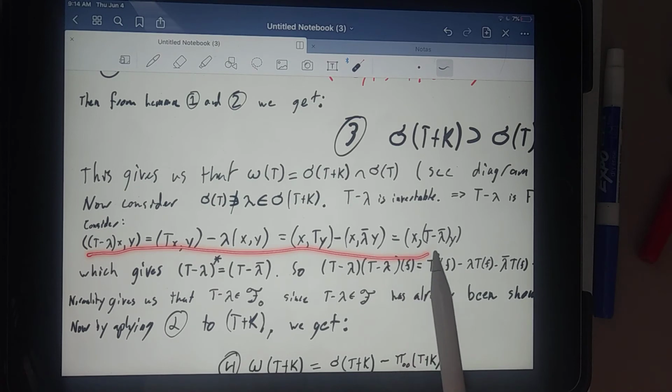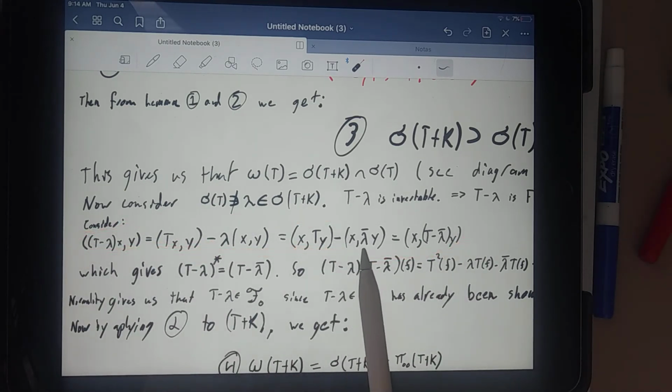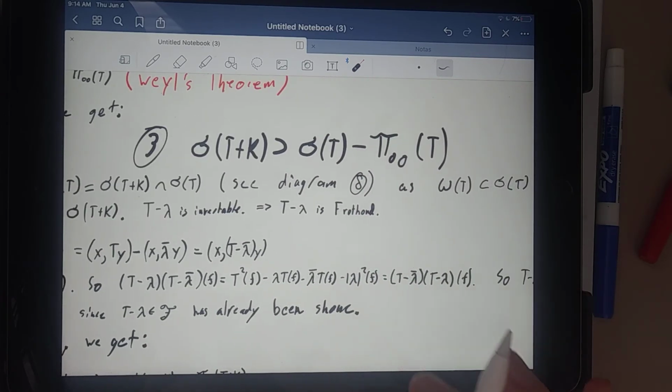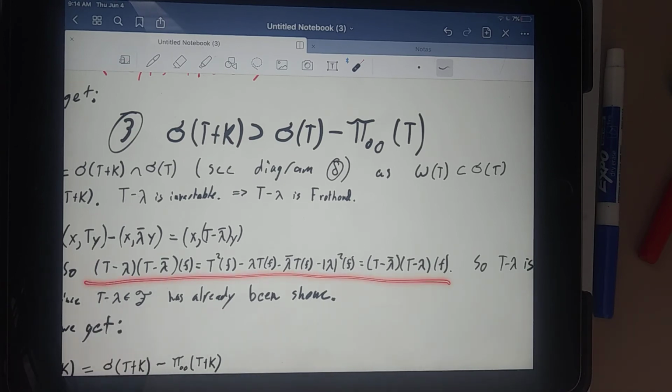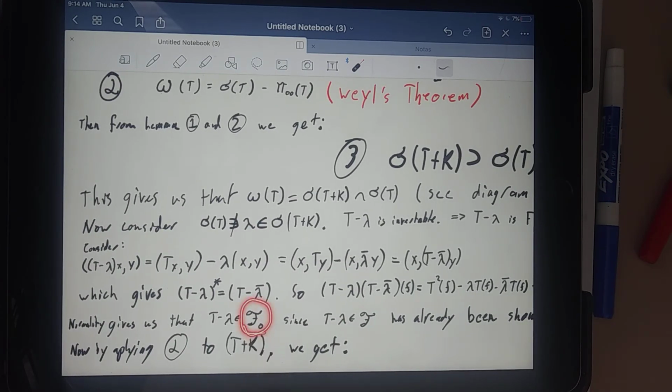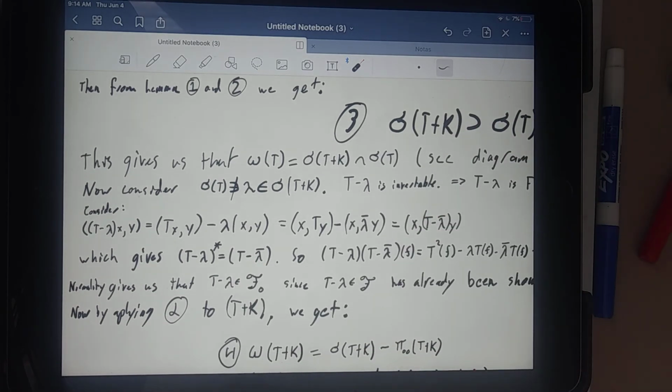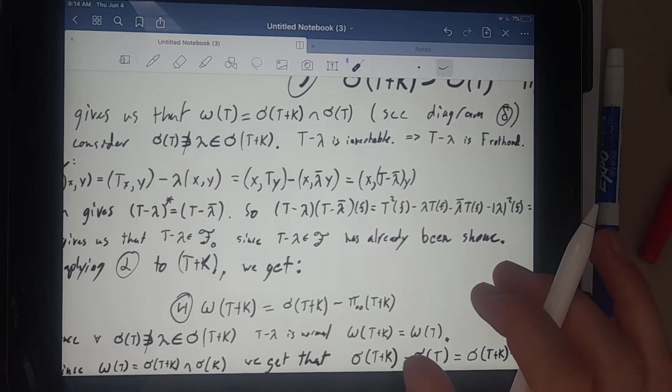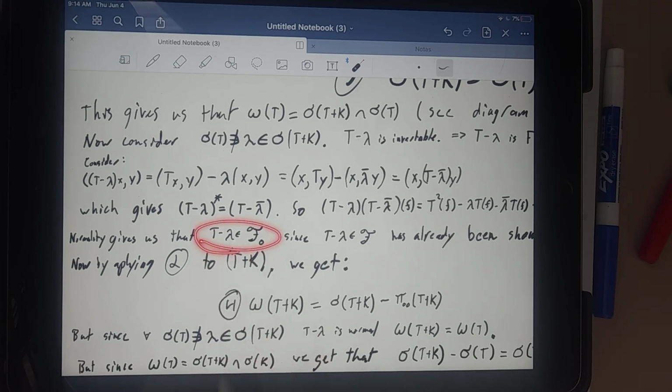So what we can now do is find what the adjoint of our t minus lambda is. So we go through a quick computation right here. Just break it up, extract our lambda, put it back in the second term as a complex conjugate, and because t is a self-adjoint operator, it just moves across easily, and we get that the adjoint of t minus lambda is just going to be t minus the complex conjugate of lambda. So what this gives us is that I can in fact commute the two operators. So we get that t minus lambda is also normal, which gives us that it is in fact in the Fredholm 0 set, since we've already shown that it is Fredholm. So because it's normal, it is in the Weyl spectrum.